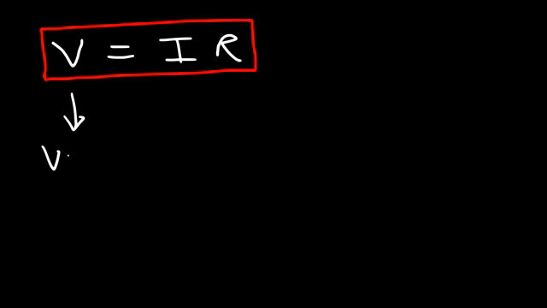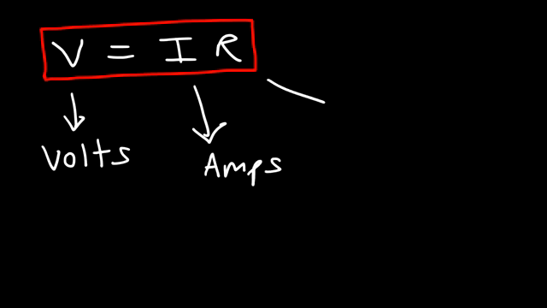Voltage is measured in the units volts. I, which represents the current, is measured in amps. And R, the resistance, is measured in ohms.